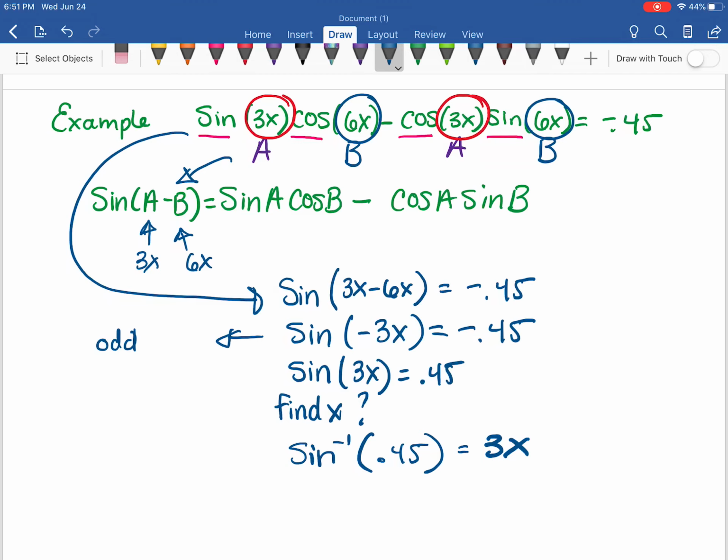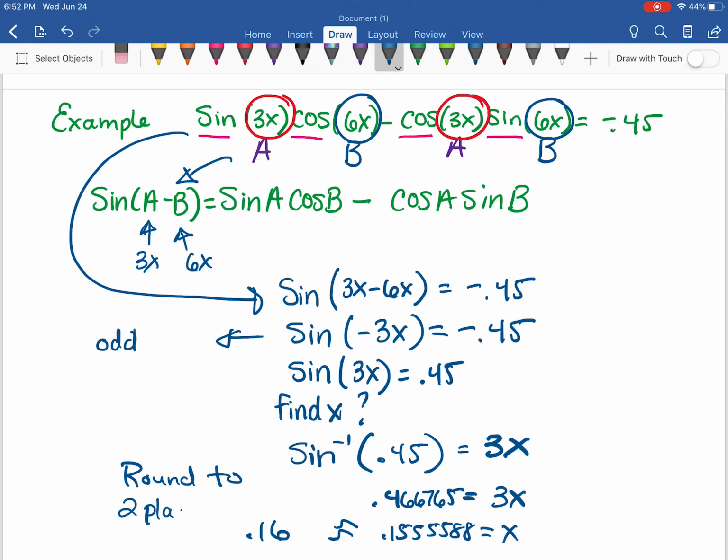When we do that, making sure you're in radians, we get that 3x is equal to 0.466765. I'm going to divide both sides by 3, and I'm going to get 0.155588. The question says to round to 2 decimal places, so my final answer is going to be 0.16 for this example if we round to 2 places.